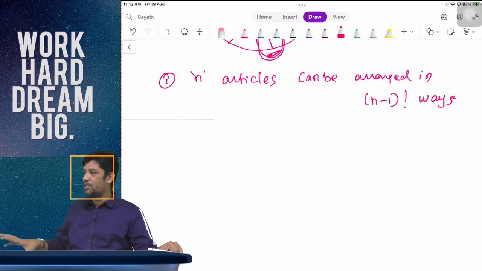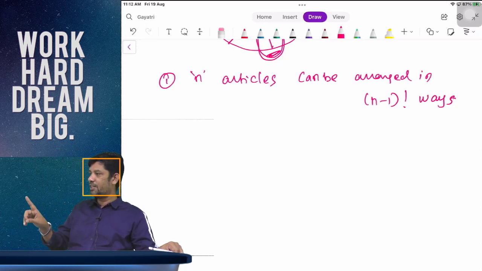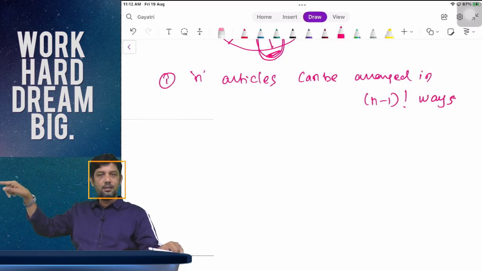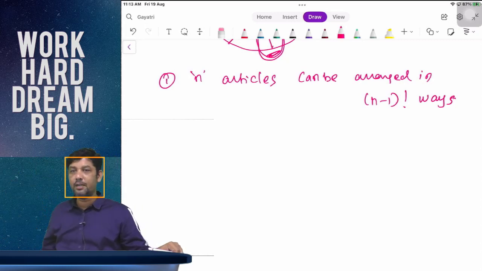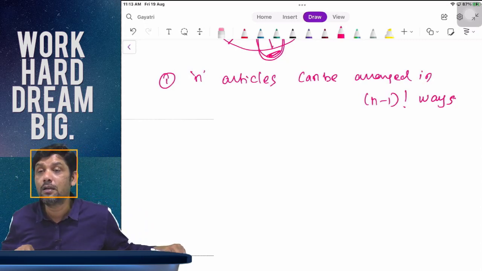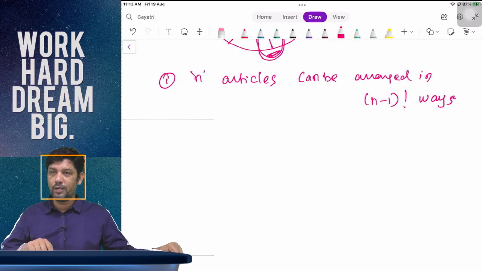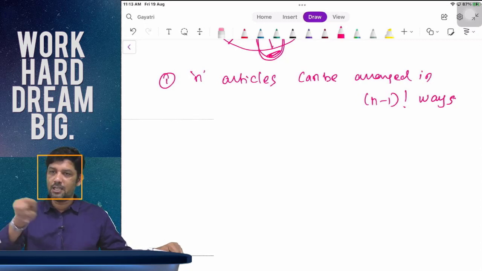Whenever I have to arrange on a circular table, one position has to be fixed for one particular person. So that place is fixed. With respect to him only, I am going to arrange the remaining persons. So it should be n minus 1 factorial. Am I clear? With respect to him, if you change the position, the other positions will also get affected.